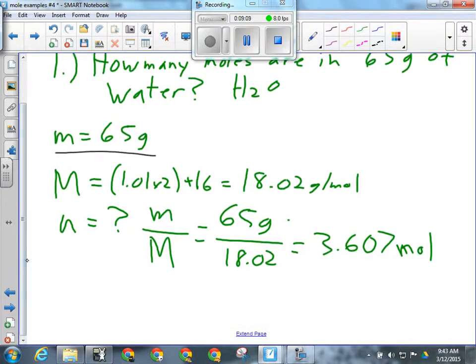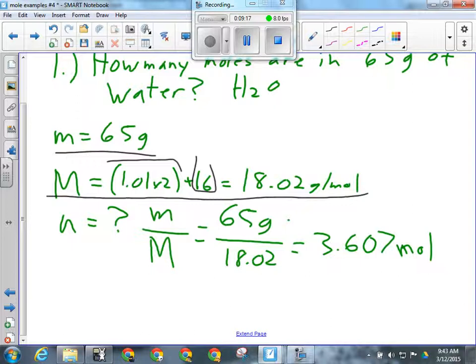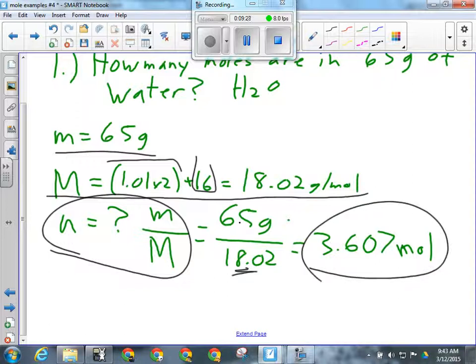We have a molar mass of 18.02 grams per mole, calculated by taking 2 hydrogens here and adding it to 1 oxygen there. Then we just plug in the numbers. We don't actually have to manipulate the equation because it's already set up. So mass over molar mass, and we get that this is 3.61 moles. Taylor, question? Yes. All right, everybody good with that one? How many people have done number 2? All right, let's look at number 2 then.